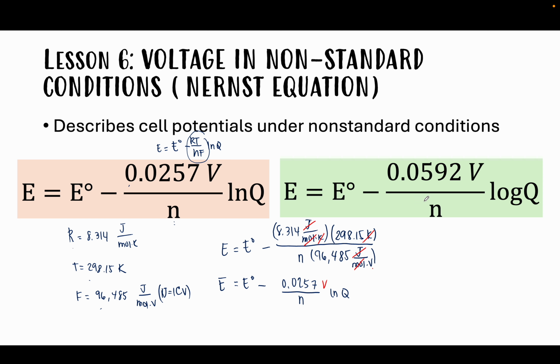So try this one here and see if you can get the same result. Only that this time the starting equation is E is equal to E naught minus 2.303 RT over NF log Q. Okay, so do it as an exercise. So derive this one. Okay, that's for your exercise. So that's where our Nernst equation is derived.